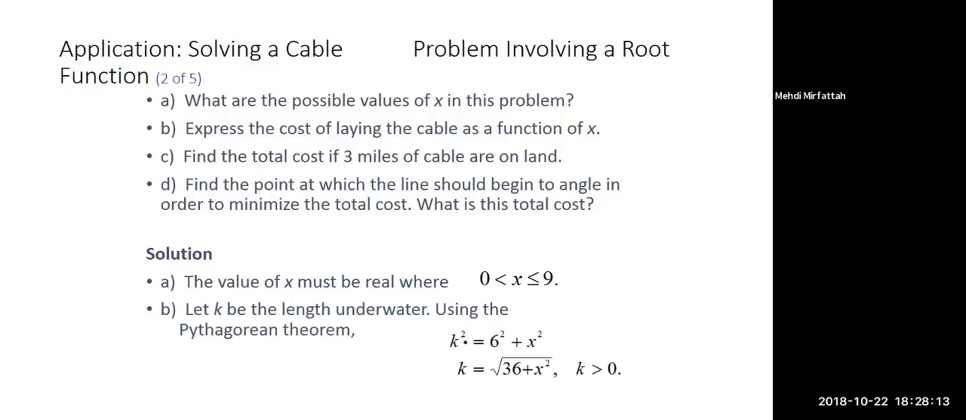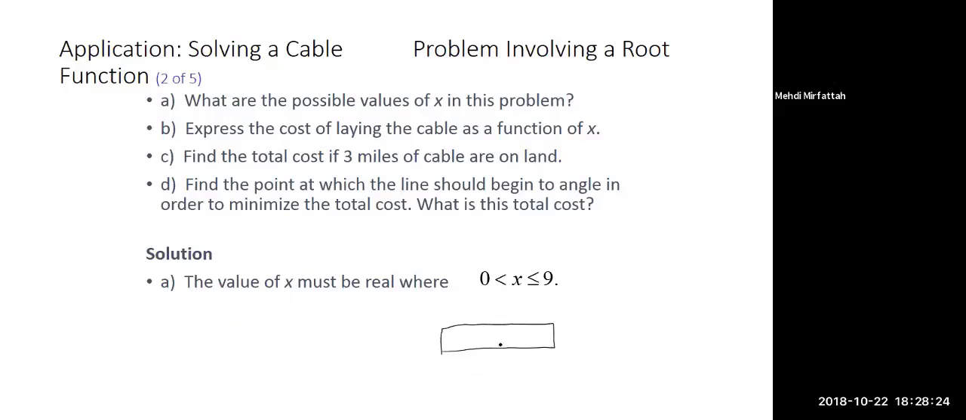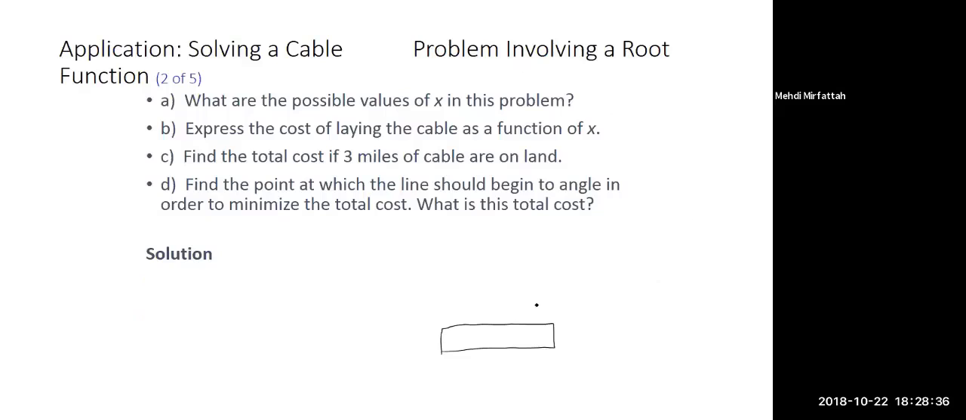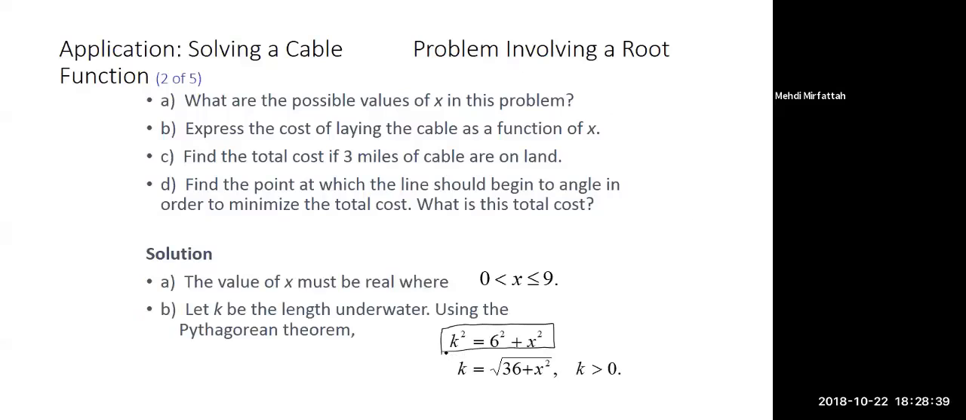Now, to solve for K, I can use the Pythagorean theorem, because that was a right triangle, if you recall. Let's go back to the figure again. K squared is equal to 6 squared plus X squared right there. And from there, I can solve for K, which would be equal to the square root of 36 plus X squared. K is greater than 0. So I'm finding the distance K in terms of X this way.